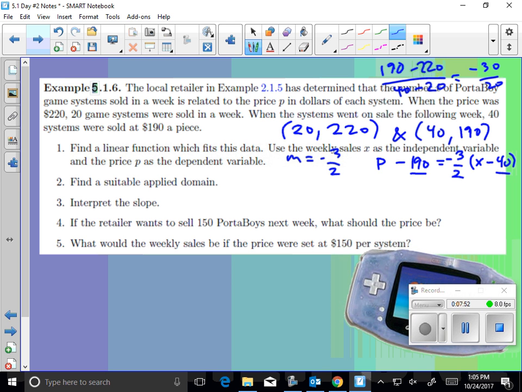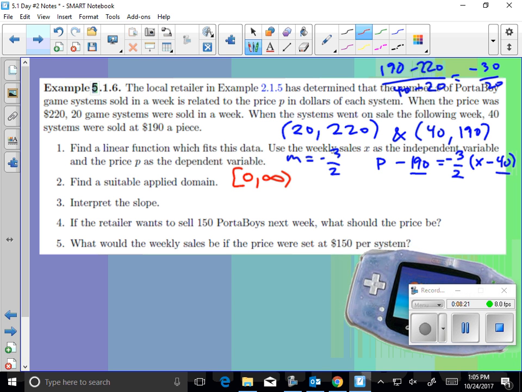So let's find a suitable applied domain. Does it make sense for us to produce less than 0? No. Okay, so the domain here would be 0 to infinity. Maybe infinity is going a little too far with that, but we can assume, right? And the domain here is which variable, x or p? X, right? Number of units sold. So the price will change based on that.